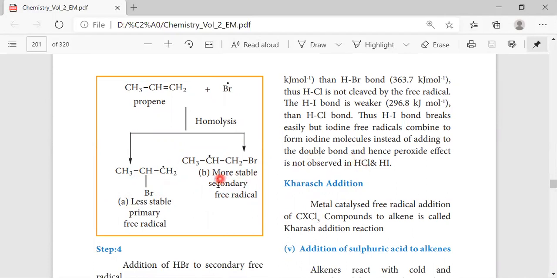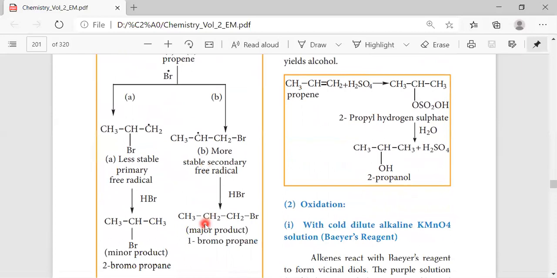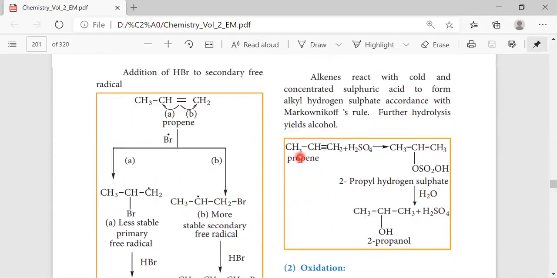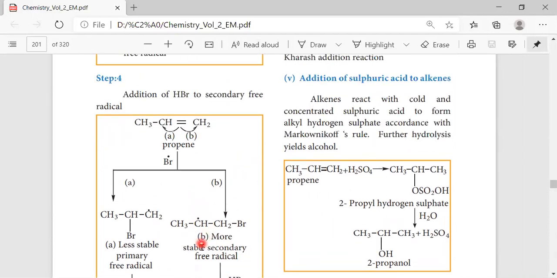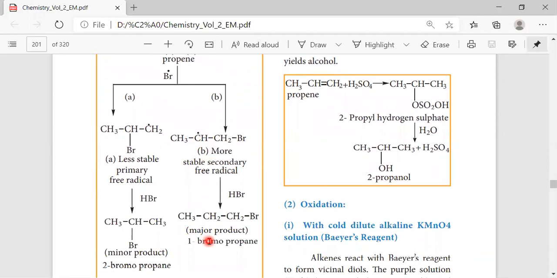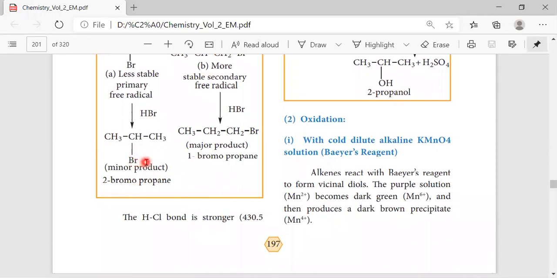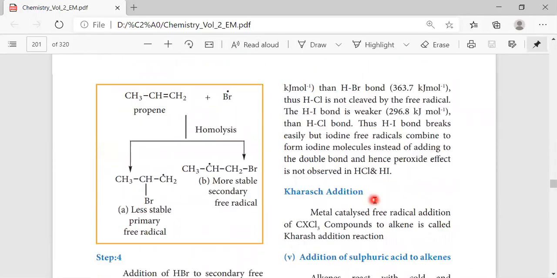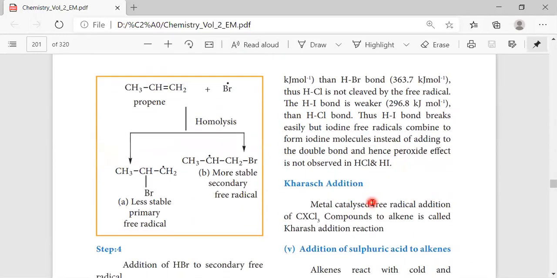If there is a tertiary next to it, then tertiary is more stable than secondary. Okay, here the tertiary, this is the secondary radical. So this seems to be the minor product. Okay, so like that it gets changed depending on the group.